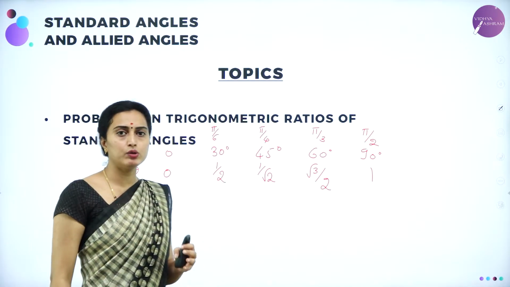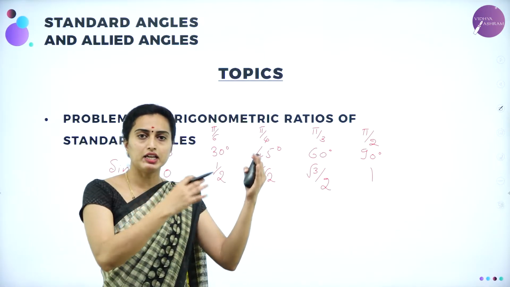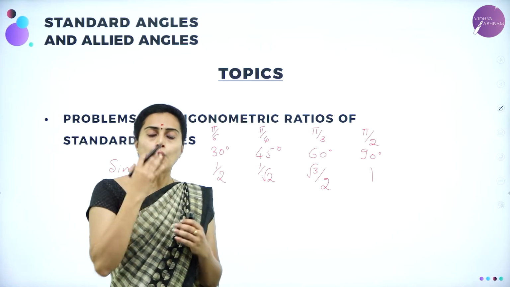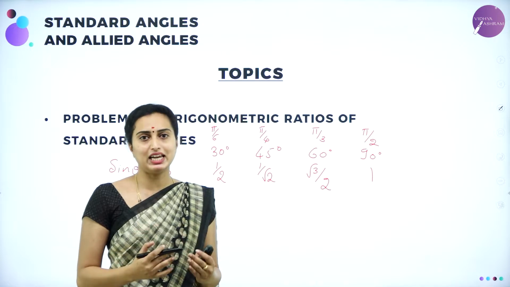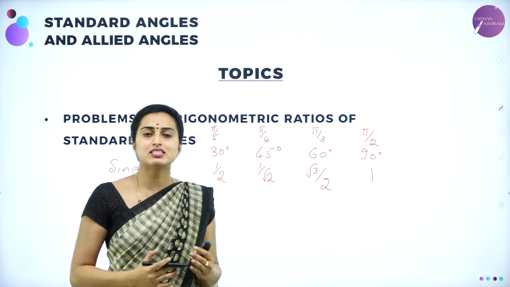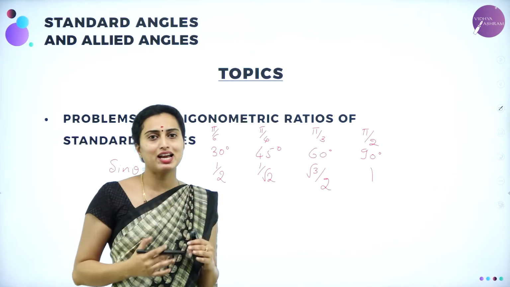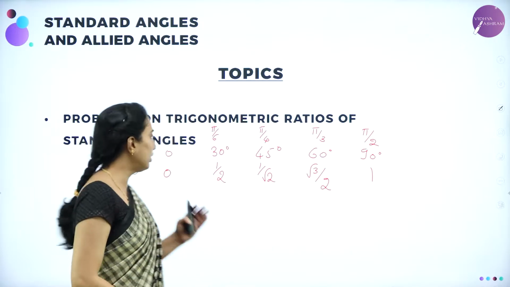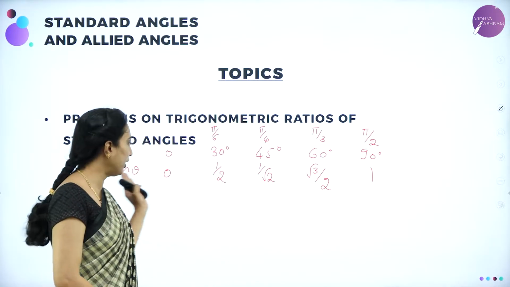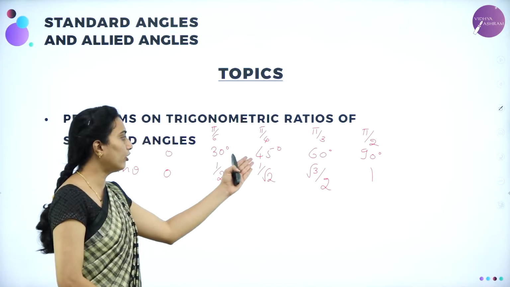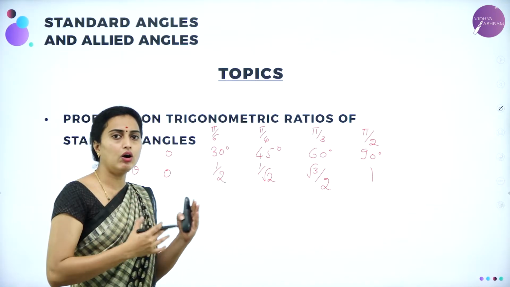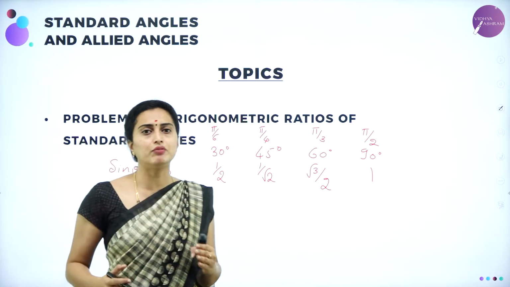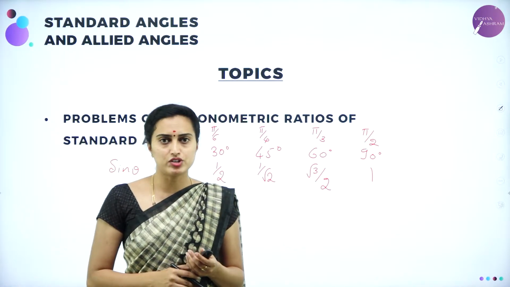The reverse order of those values gives the cos. Sine by cos is tan. 1 by sine is cosecant. 1 by cos is secant. Cos by sine is cot. Otherwise, 1 by tan is cot, isn't it? So if you know only the values of the sine of 0, 30, 45, 60 and 90 degree, you can write, or remember, all the other values of the trigonometric functions.